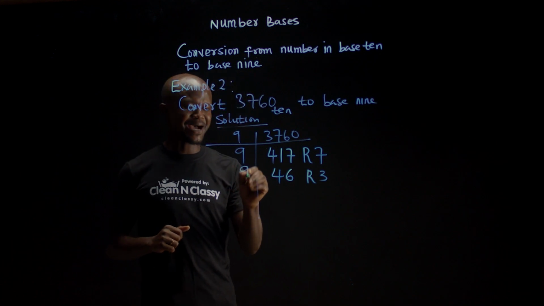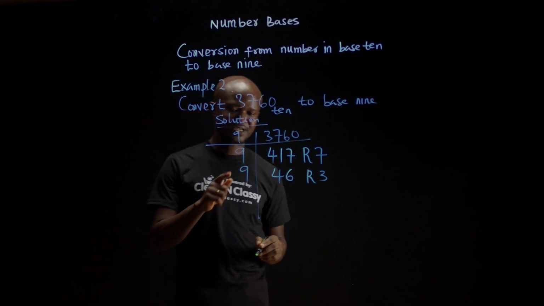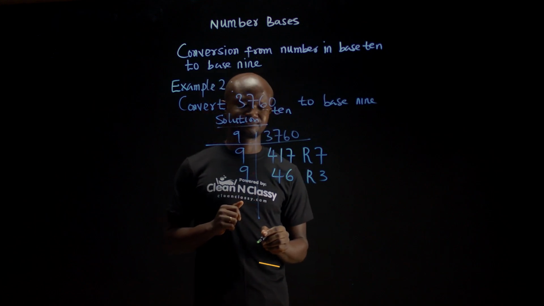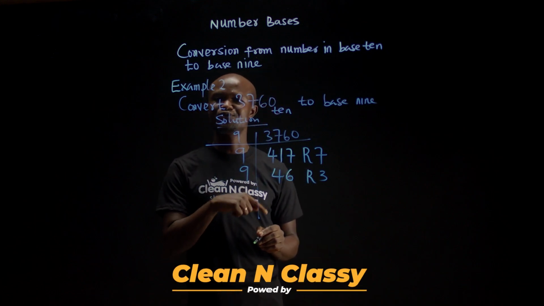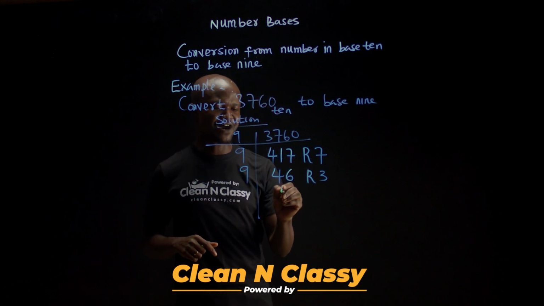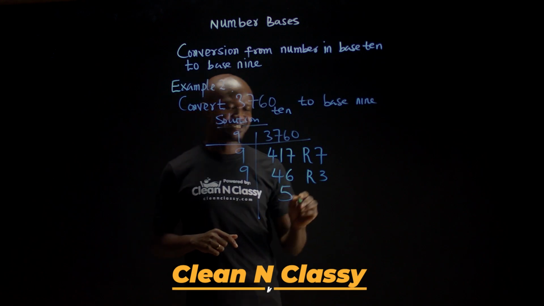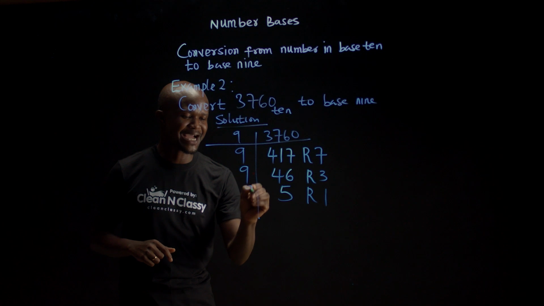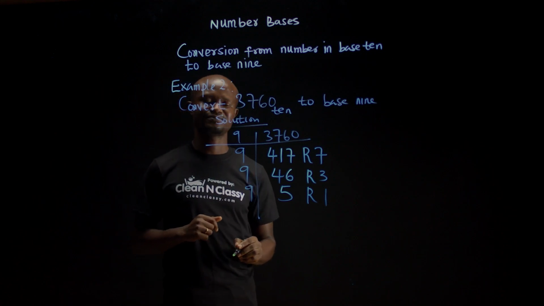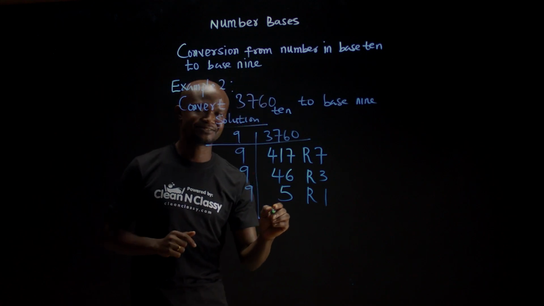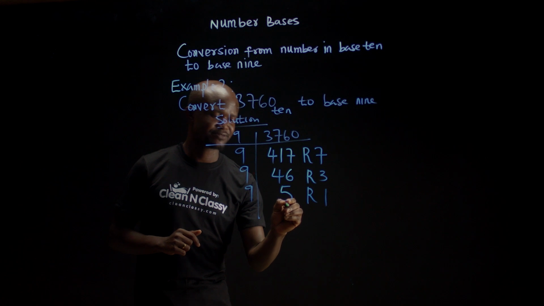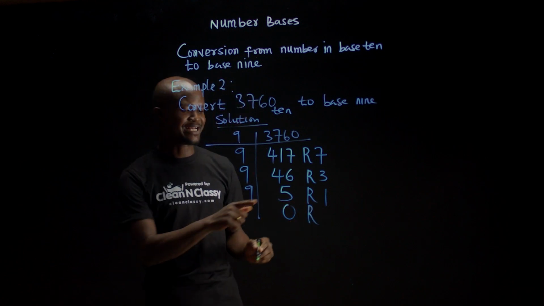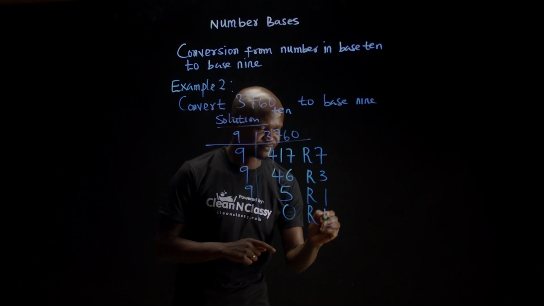Now, divide by 9 again. What do we have? How many 9 will you see in 47? In 46 rather. You know that 9 times 5 is 45. So we have 5. Then remainder what? 1. Divide by 9 again. What do we have? 5 divided by 9. We have what? 0. Remainder what? Remainder 5.